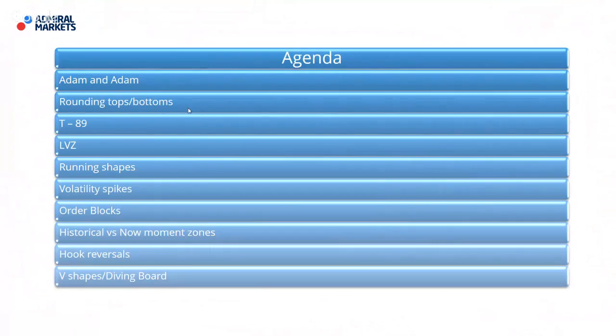So today we will talk about Adam and Adam, rounding tops and bottoms, T89, Levez, low volatility zone, running shapes, volatility spikes, order blocks. This is very, very important, guys. And maybe if you follow me and my analysis, especially, you will see that order blocks are very strong. Remember the Australian dollar yen trade yesterday that provided us with a really huge amount of pips. Almost every single one of my analyses also has order blocks in it. Then historical versus now moment buyers and sellers, hook reversals, and V-shapes or diving boards.